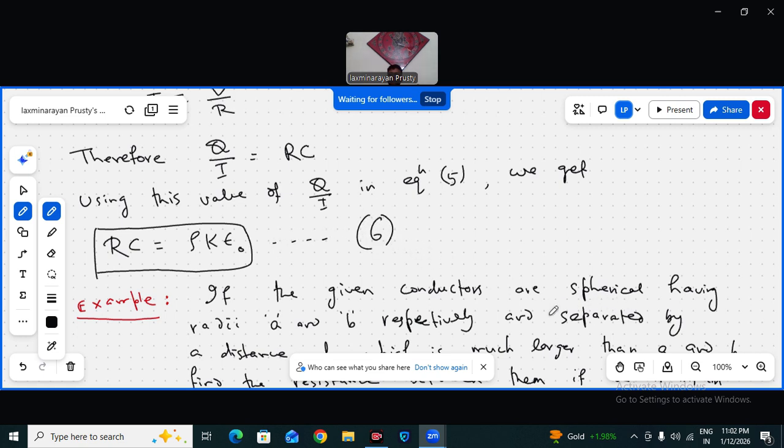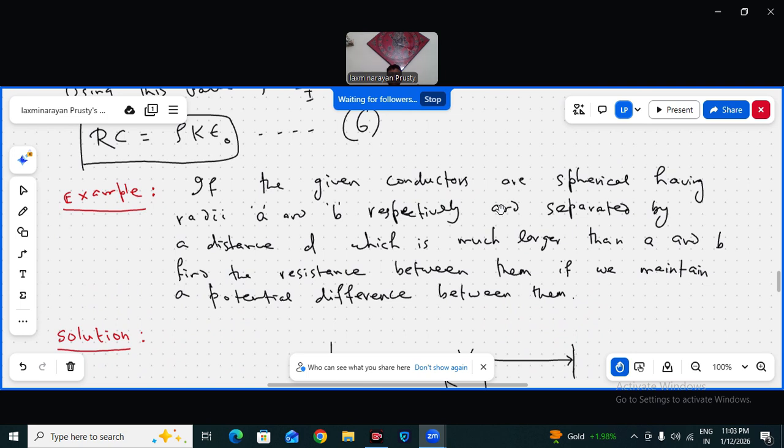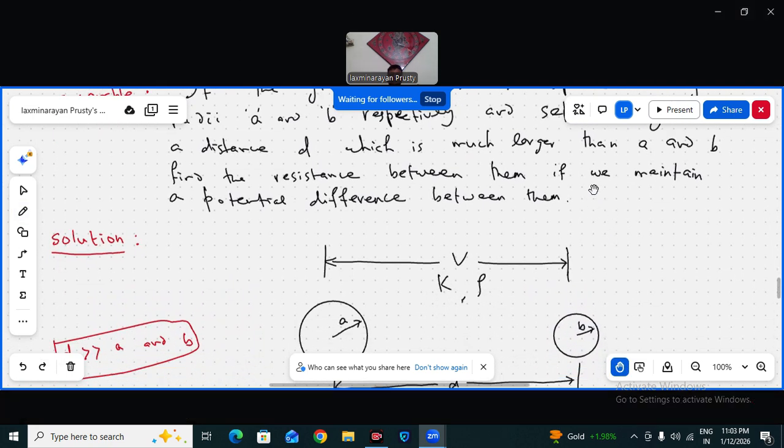Let's write it as equation 6. That's what we found. Let me give an example, you people will be happy. Take an example. If the given conductors in the diagram are spherical, having radii A and B respectively and separated by a distance d which is much larger than A and B, find the resistance between them if we maintain a potential difference between them.